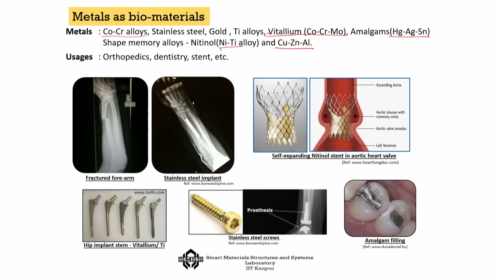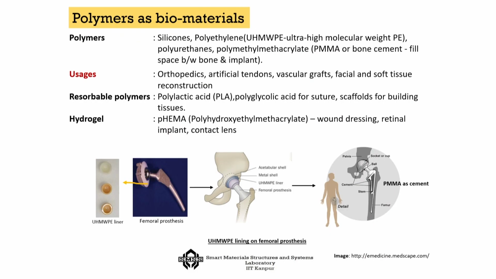Shape memory alloys, of course, I have talked about, both binary type or ternary type, and they are used in so many intelligent applications, as I told you, starting from joining in terms of implants, so many types of implants, and then the heart valve itself, and then the amalgam for the teeth. There are plenty of applications of such materials.